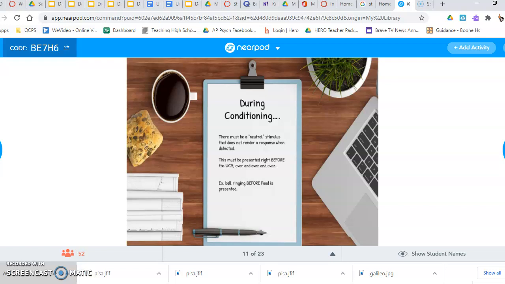And to condition the dog in this case, you do that over and over. You ring the bell and give the dog the food. Ring the bell, give the dog the food. It's important that the bell comes first so that they're learning to associate that sound with the presentation of food. And so during this phase, the dog is being conditioned to know that food is coming. Pretty soon he'll develop an association between the bell and the food.